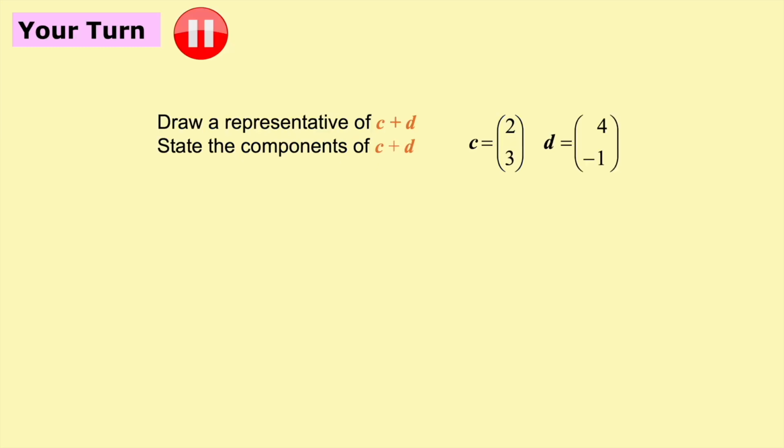Okay, so I've said that this could be your turn. So feel free to pause here, and I would like you to draw the representative, so the directed line segments of C plus D, and then also state the components of C plus D, meaning that you're just going to add them together numerically. So if you're not 100% confident just yet, just hold on and we'll go through the solutions together. But if you want to have a go, you can pause here.